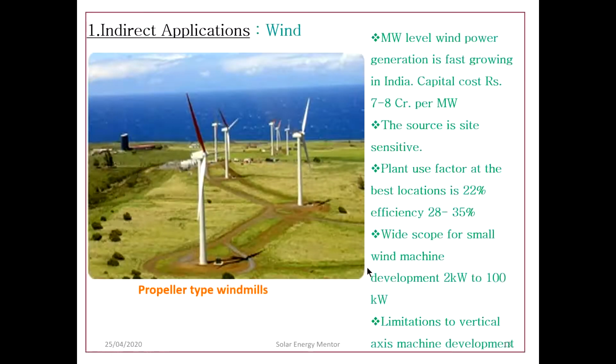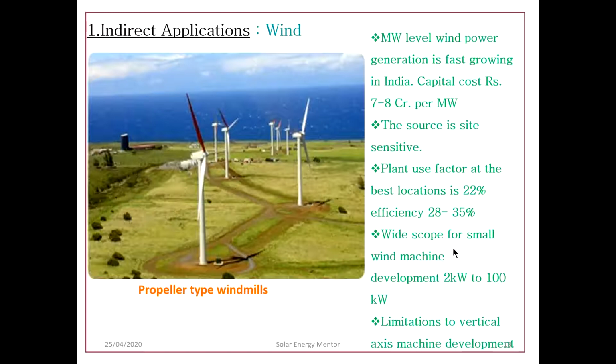In India, megawatt level wind power generation is fast growing. The typical capital cost of a 1 megawatt wind turbine is 7 to 8 crores. The source is site sensitive. So this is a major disadvantage of this indirect application. Wind energy is site dependent.